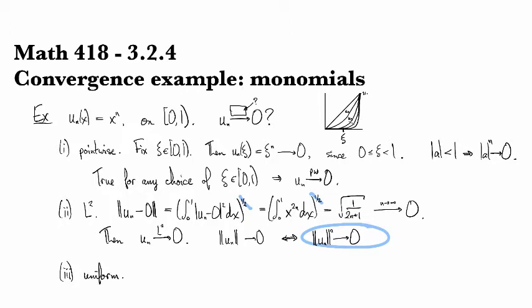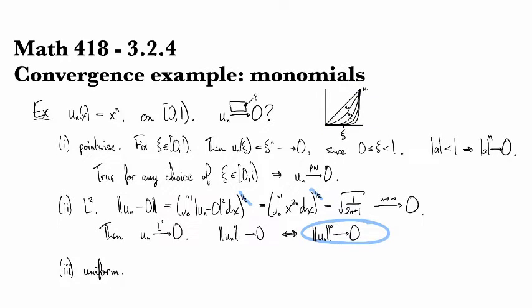So now, let's see. It turns out that this sequence does not converge uniformly. To see that, we have to show that I can make all of the coordinates less than some epsilon tolerance simultaneously, right? So what does that look like in the current picture?